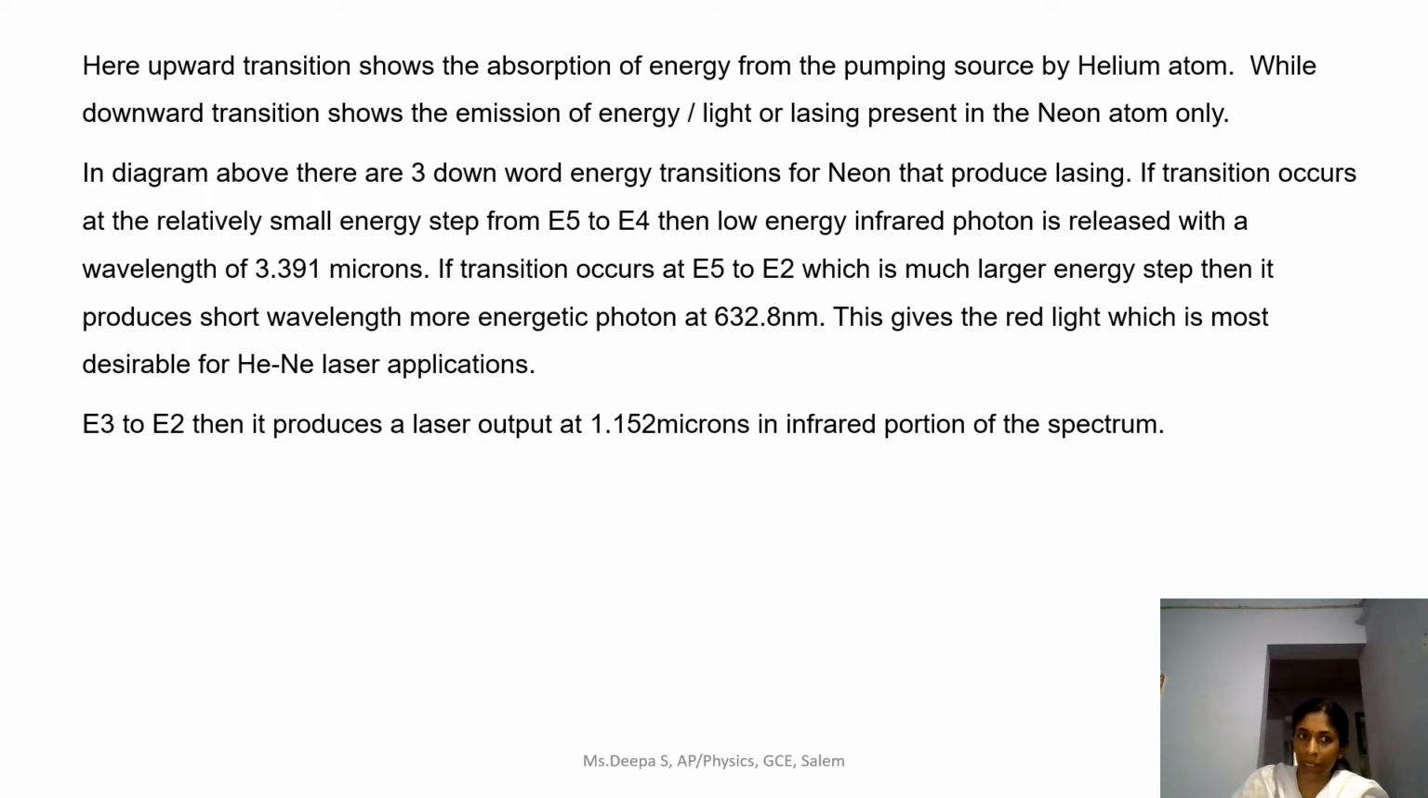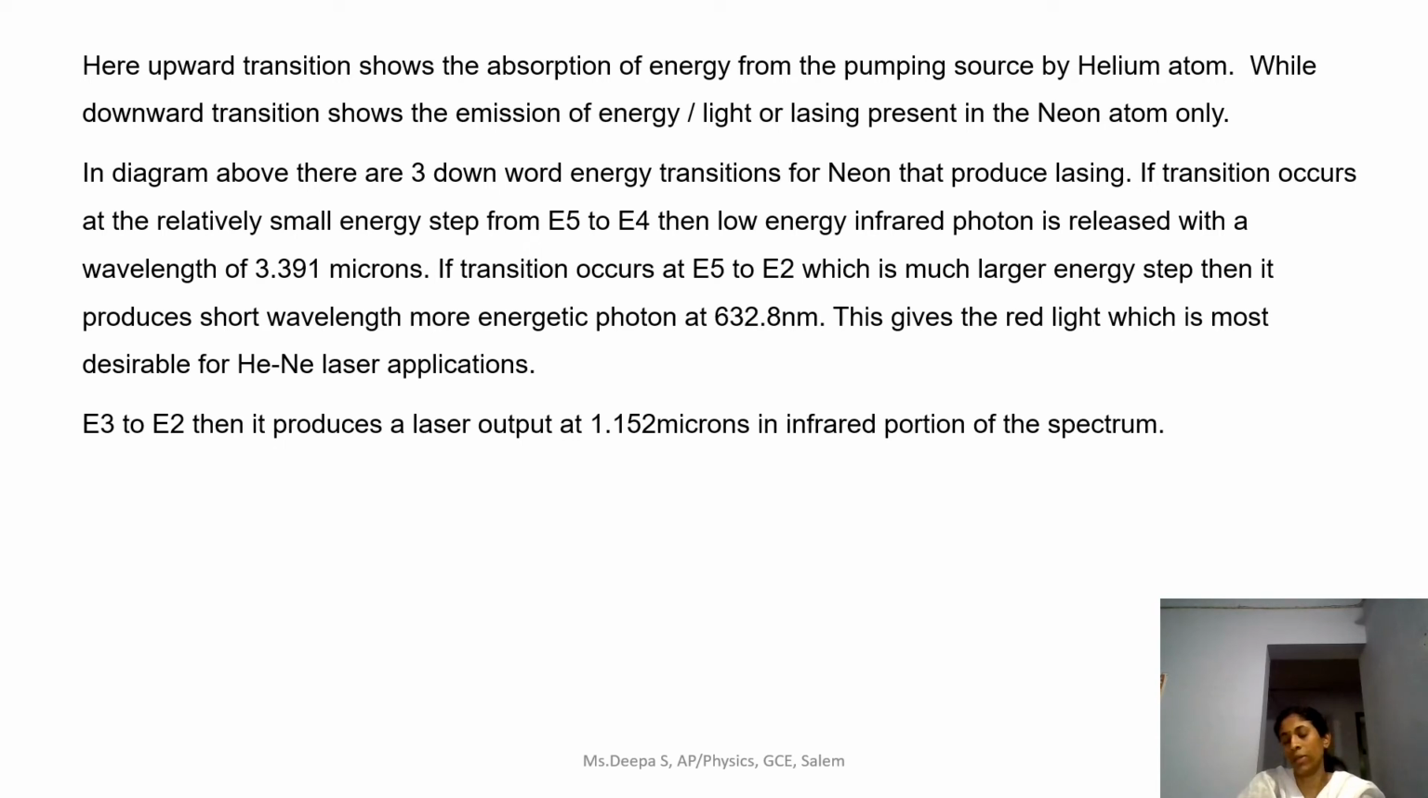As we have seen in the energy level diagram, the transition from E5 to E4 gives a wavelength in the range of 3391 angstrom, or 3.391 microns. From E5 to E2, we get 632.8 nanometer. We have to denote the units properly. From the helium neon laser, we get a continuous laser source in the range of 6328 angstrom.